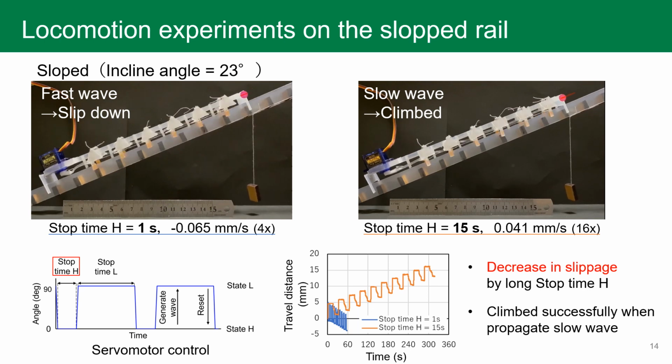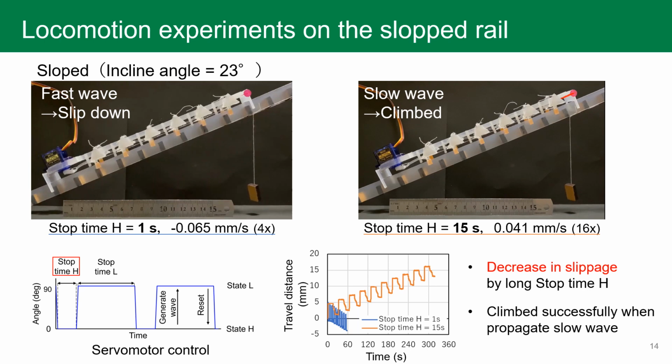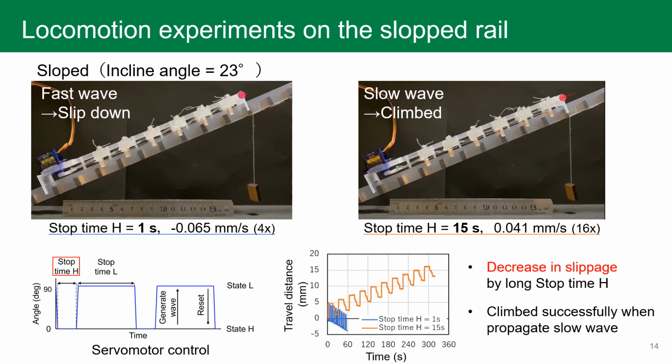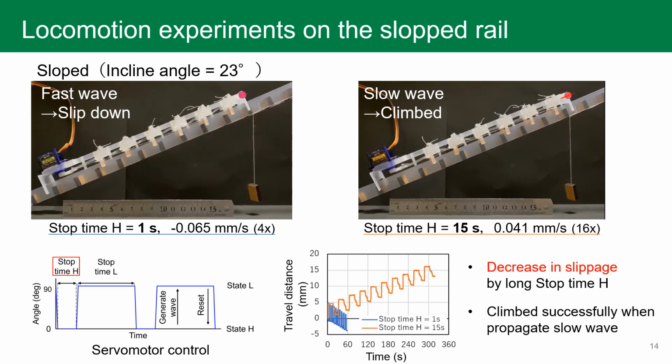When the stop time H was 1 second, the distance forward during wave propagating was smaller than the distance forward during reset and the prototype slid down. However, when the stop time H was 15 seconds, we observed the wave propagate slowly. The prototype climbed up because the left leg released the rail at once and the gripping force was improved.